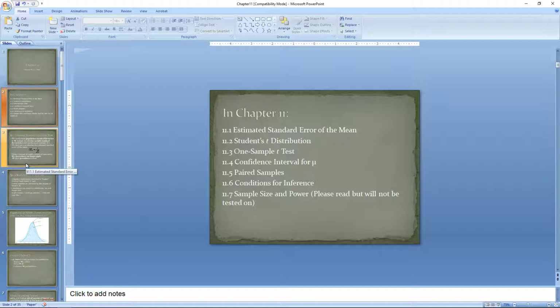In this chapter, we're going to talk about estimated standard error of the mean, a student t's distribution, one sample t-test, confidence intervals for mu, paired samples, conditions for inference. Lastly, we'll talk about sample size and power, but as the class has gone on, I would like everyone to know and read and understand it, but we won't be tested on it or go over it. And there is a problem in the back of the book that talks about power, but I will be helping you through that problem just so you can see. So we're not going to completely dismiss it, but don't stress out about knowing every little detail of it.